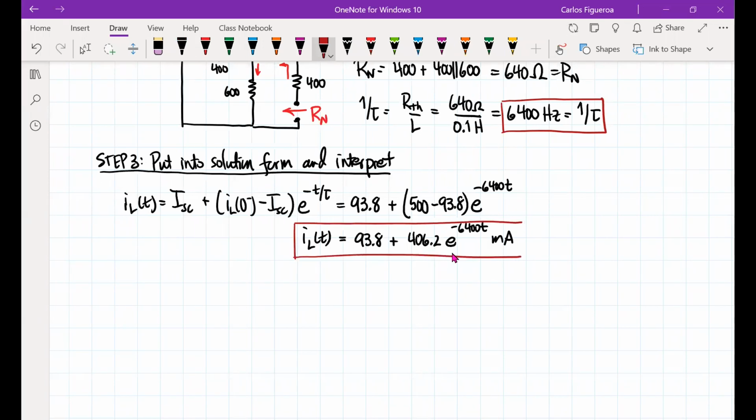So if I look at this, I'm seeing a couple of things here. Here's what we see. First of all, this plus sign tells me that I have a decaying current. And then this quantity right here, this says that it decays by 406.2 milliamps from its initial value. And this guy right here is the final steady state.